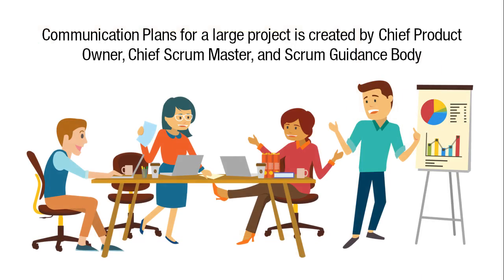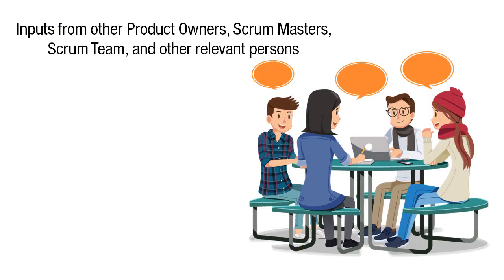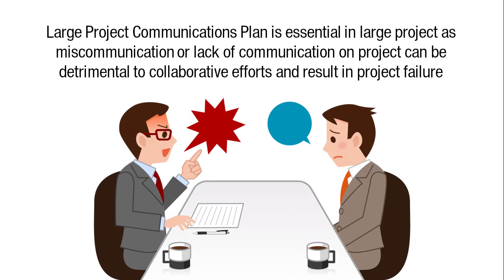The communications plan for a large project is created by the Chief Product Owner, Chief Scrum Master, and Scrum Guidance Body, with inputs from other product owners, Scrum Masters, Scrum Teams, and other relevant persons. A large project communications plan is essential in a large project as miscommunication or lack of communication on the project can be detrimental to the collaborative efforts and ultimately result in project failure.